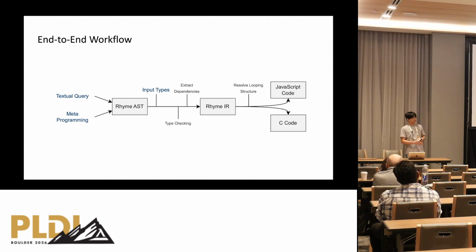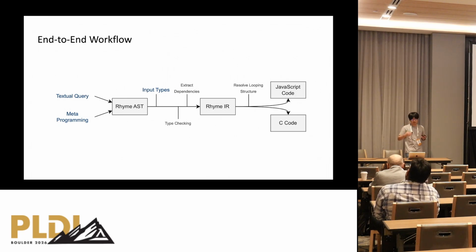And so Rhyme, let's take a step back and look at how Rhyme actually executes the queries. So we start from the textual query, and we get the AST, and then we generate Rhyme IR, which is a special kind of IR, and I will talk about that in a second. And eventually, it will generate JavaScript or C code that actually executes the queries. And there can also optionally be input types, and we will do type validation if that is provided.